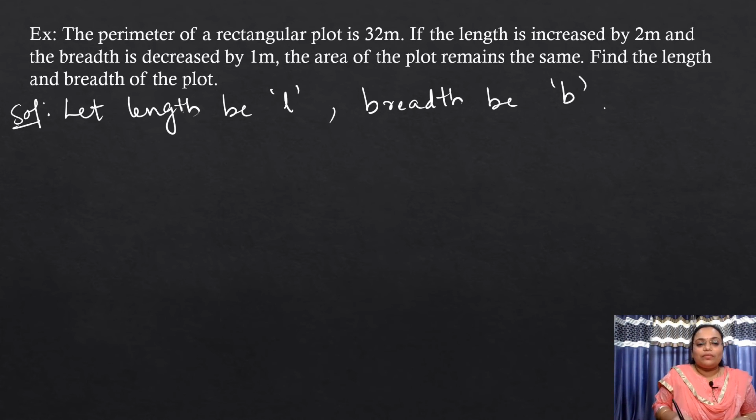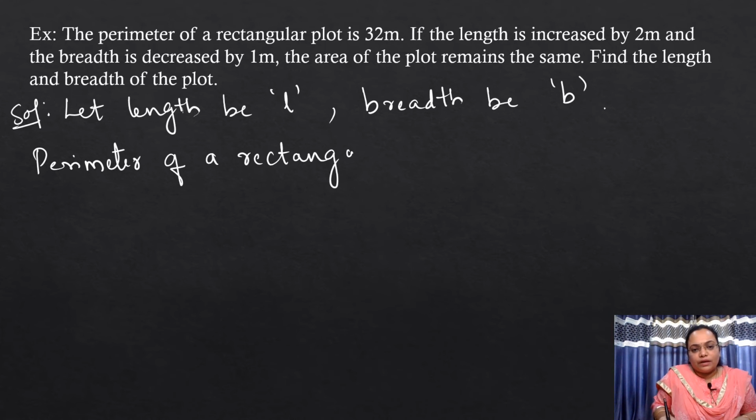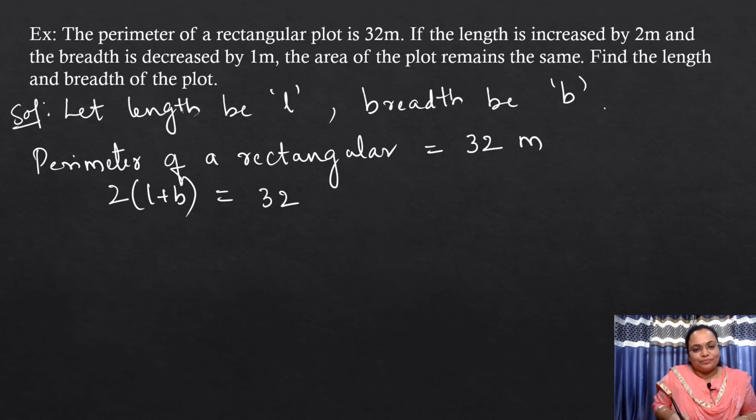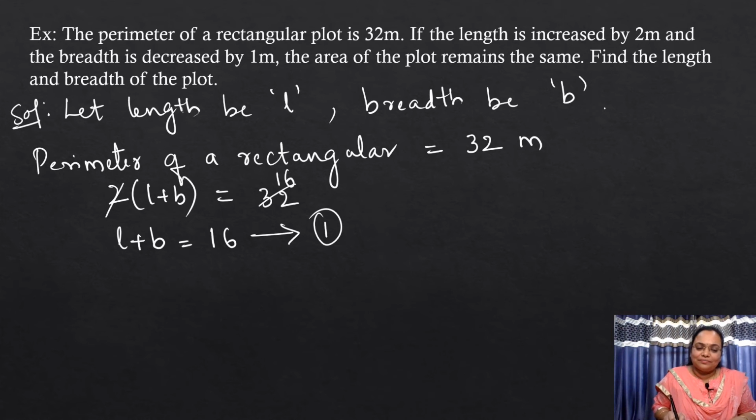Okay. So, he has given the perimeter of a rectangular plot. Perimeter of a rectangular plot is 32 meters. Right? So, what is the perimeter of a rectangle? Perimeter of a rectangle is 2 into L plus B. Correct? Which is 32. So, if you cancel 2 and 32, which is 2 ones are 2 and 2 sixteens are 32, this will be L plus B is equal to 16. Correct? So, this is your equation 1.